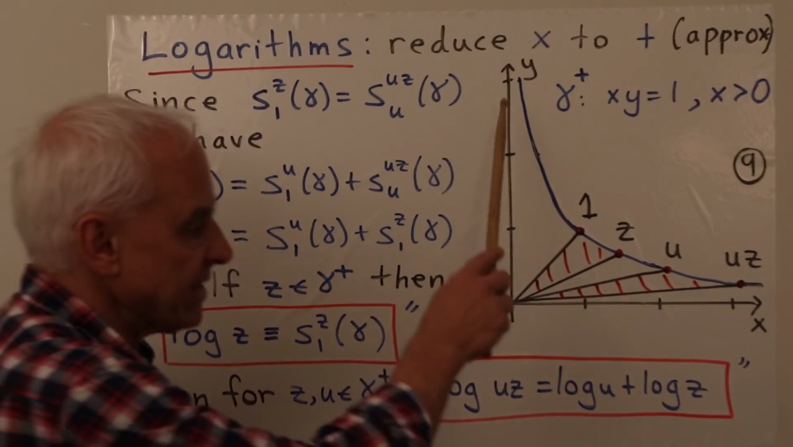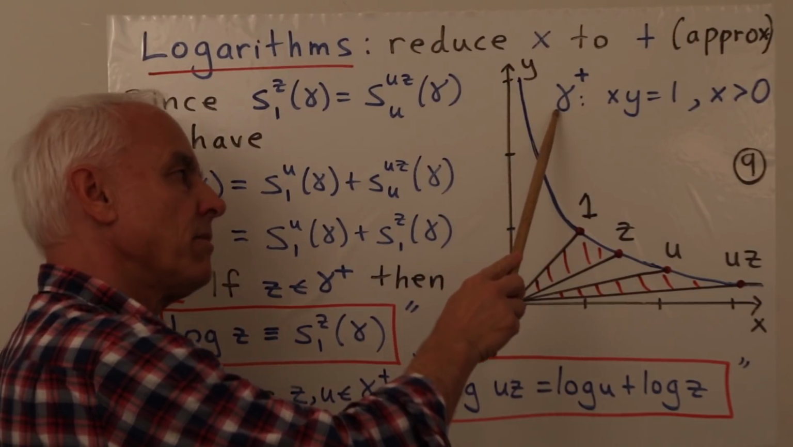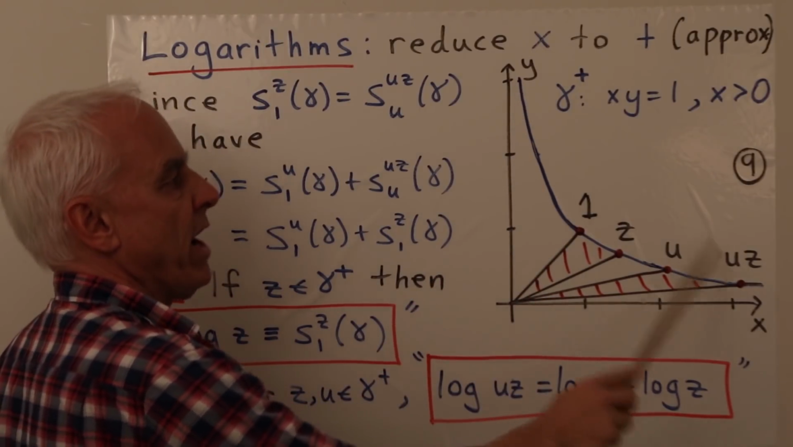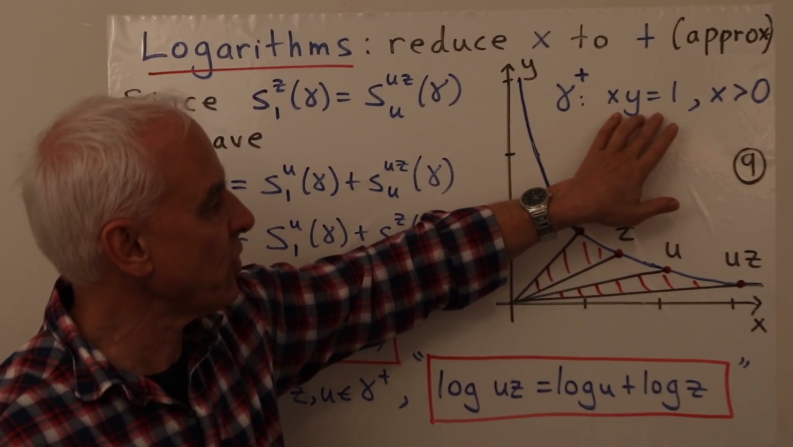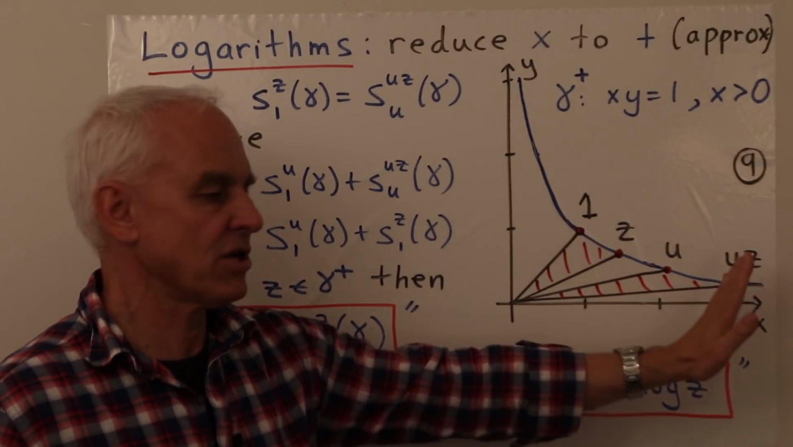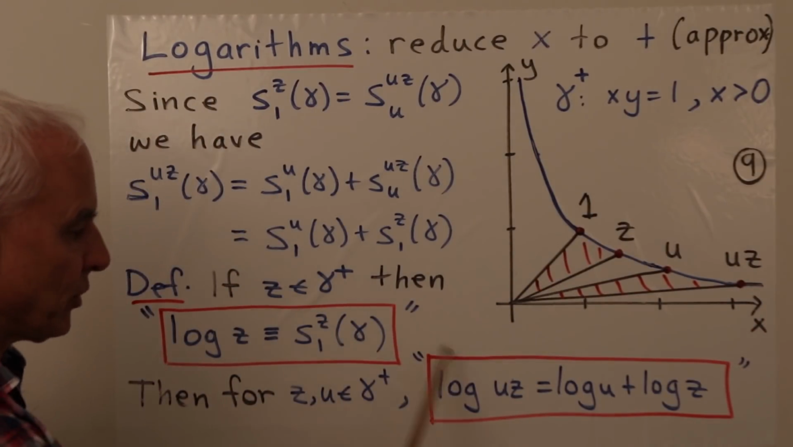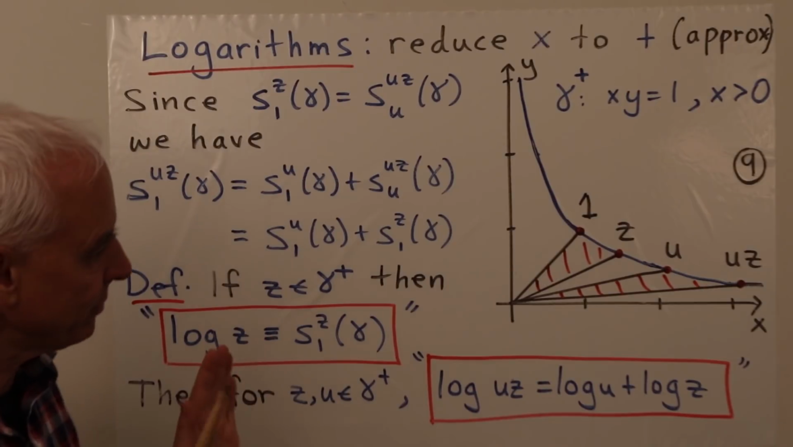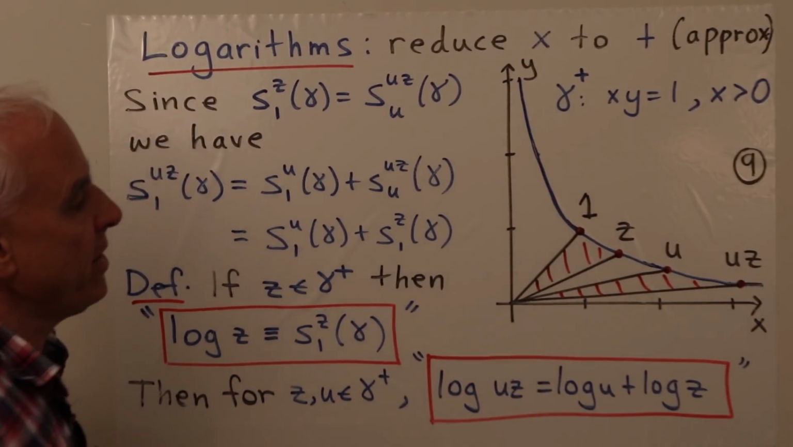Here is the same curve we've been talking about. There's gamma. But now we're restricting ourselves to just this branch. Let's call it gamma plus. So we're talking about the portion of the curve for which, say, the x coordinates are all positive or the y coordinates are all positive. So we're ignoring this other branch here. We've got z and u. There are two points on the curve.